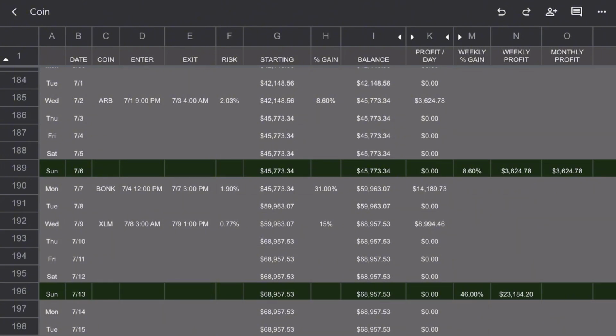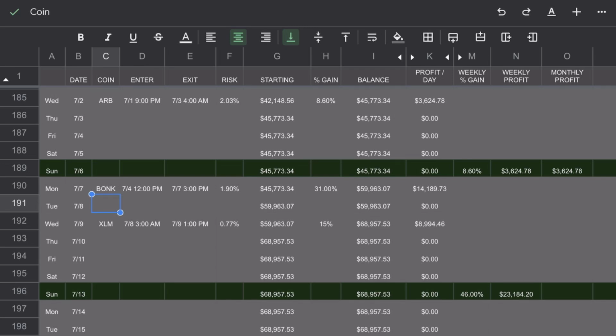All right, so this is the spreadsheet. As you see, I've done some updates to it. I added when I enter and exit, and my risk. So: enter, exit, risk. I already had the percent gain. I am going to add more to this. I love the time frames.